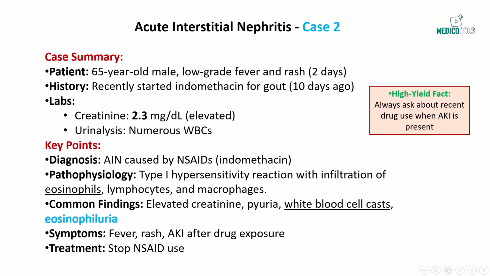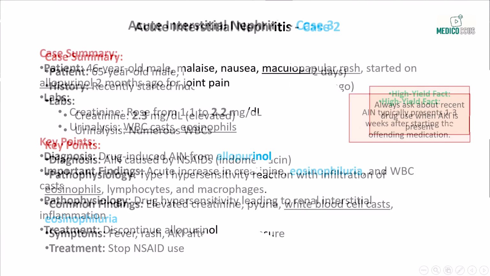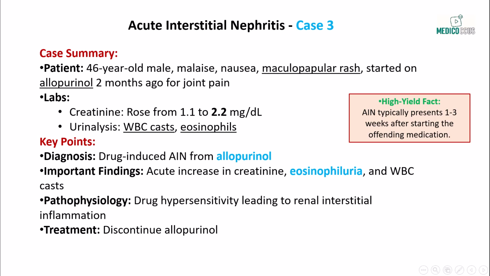So, what are the common laboratory findings? You'll see features of acute kidney injury with elevated creatinine, WBCs, and the presence of white blood cell casts. Another hallmark finding is eosinophiluria, detected by special stains like Hansel or Wright stain. In this case, the diagnosis was made clinically based on drug exposure and characteristic symptoms. Next, let's look at another case to drive this point home.